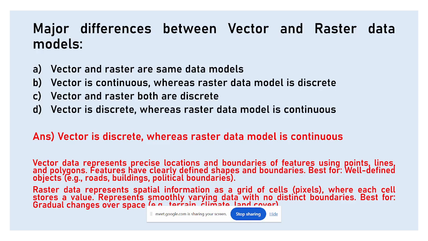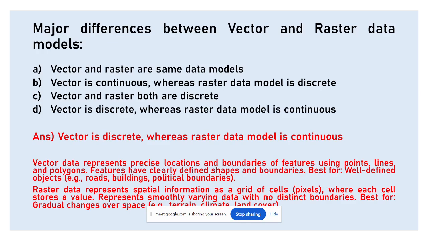And raster data represents spatial information as a grid of cells, pixels. For example, if you have taken a photograph and you zoom in, there is a limit to which you can zoom, and at one point it will look very pixelated. That is what raster data is. It stores information as a grid of cells or pixels, where each cell has a particular value. So it shows a smooth variation with no distinct boundaries. You don't have any proper boundaries in the case of raster data.